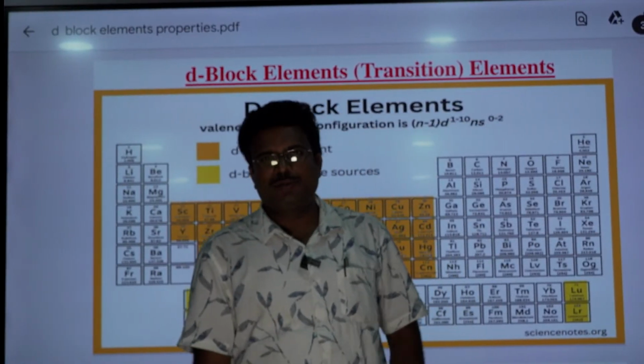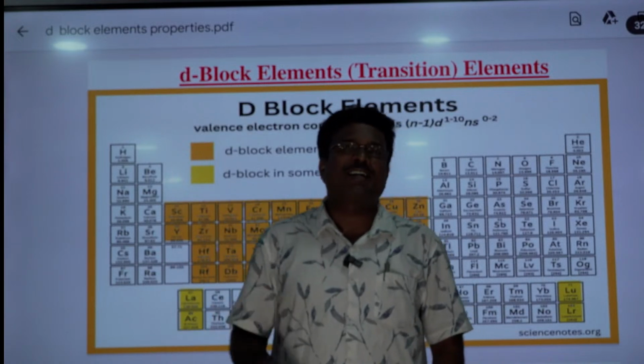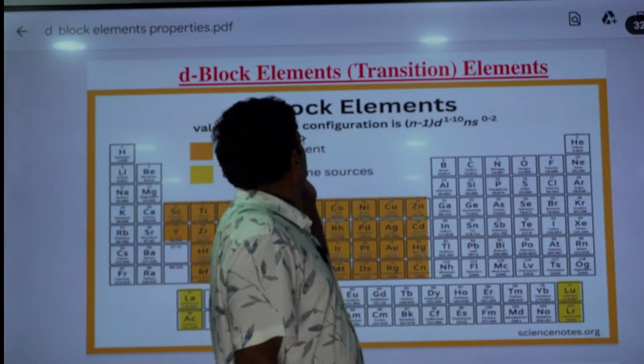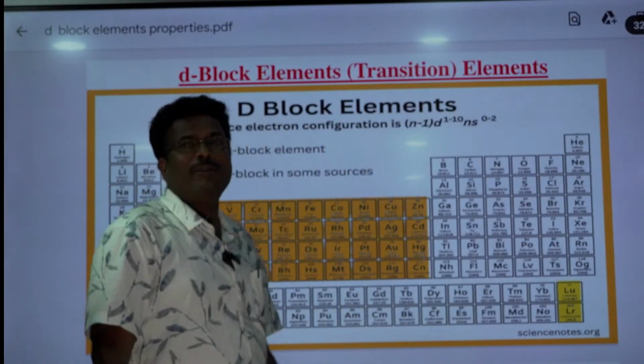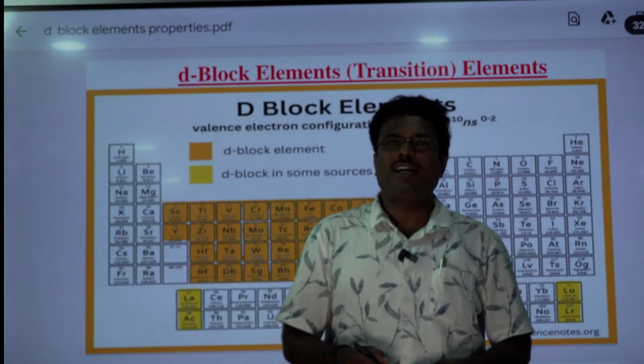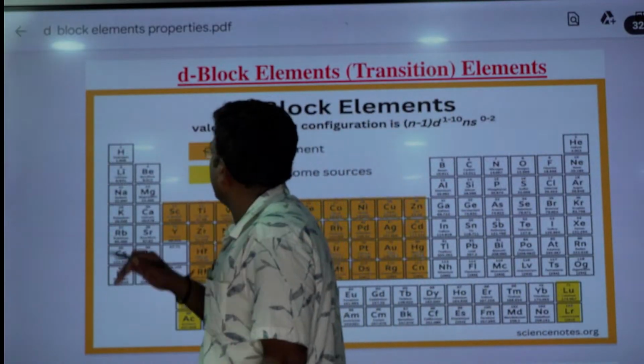Good morning everyone, students. Today I am discussing NEET and IIT. Today I am discussing the topic in D block elements, the most important topic for the competitive exams, especially IIT and NEET and NCET also. So today I am discussing the D block elements.